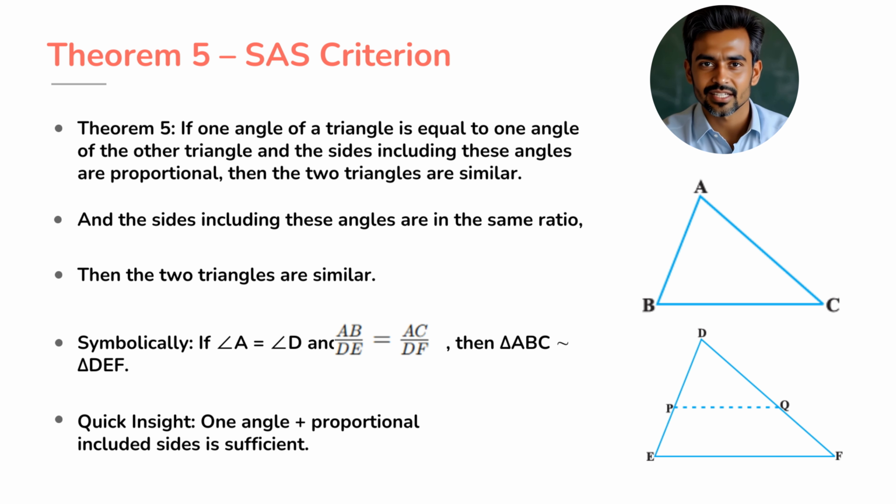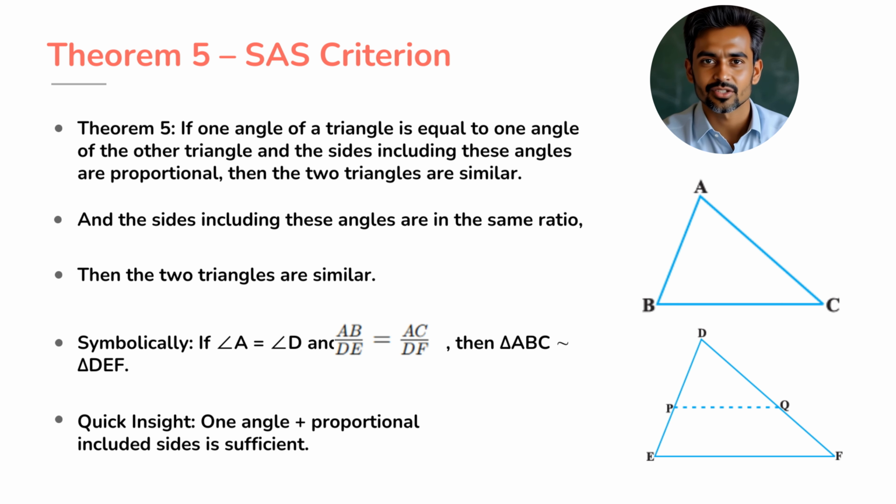Think about it like this: when you look at scaled models of buildings, the angles in both the original and the model are the same, but the size of the model is proportional to the original building. The AA criterion helps us confirm this similarity by just comparing one angle and the proportional sides.